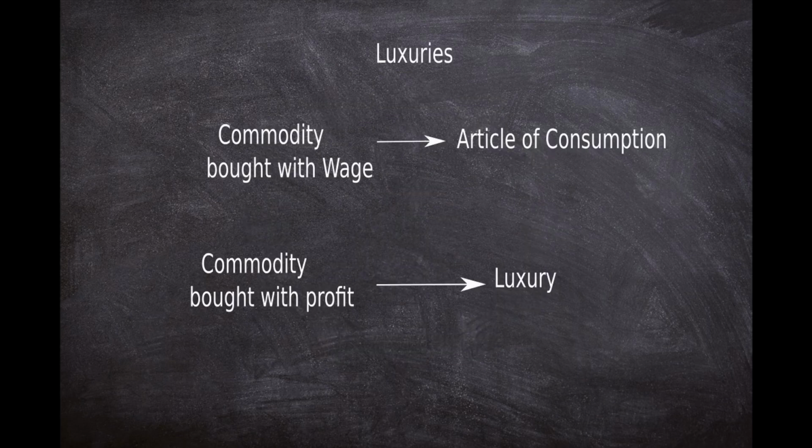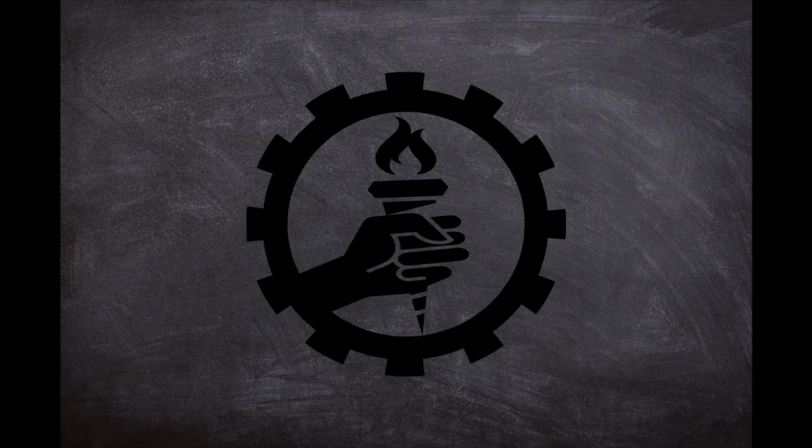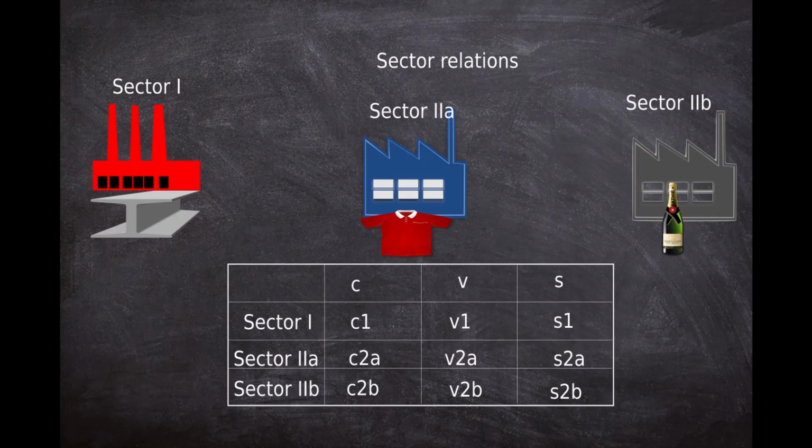However, to be clear, any commodity bought by a capitalist is a luxury if it's financed through the possession of capital. Whether it's a mansion or a toothbrush, what matters is how the buying of the commodity is financed. So we need to introduce another sector, the luxury sector. Let's now look at the sector relations again when we take into account the new luxury sector.